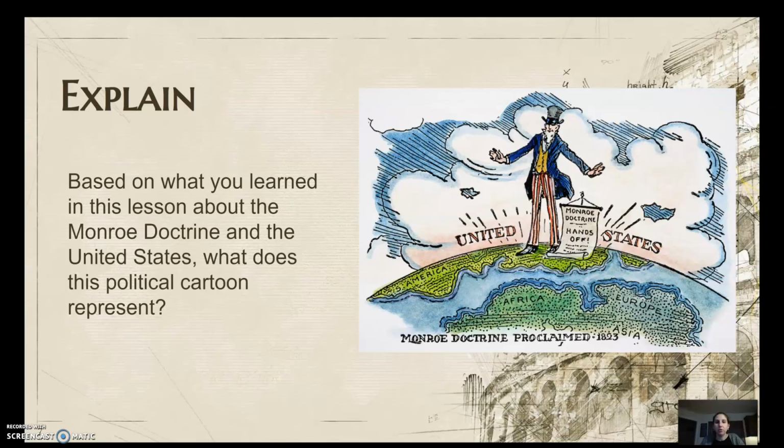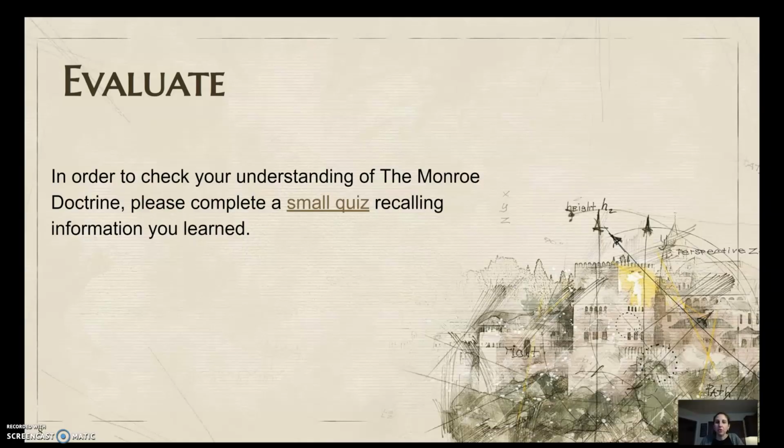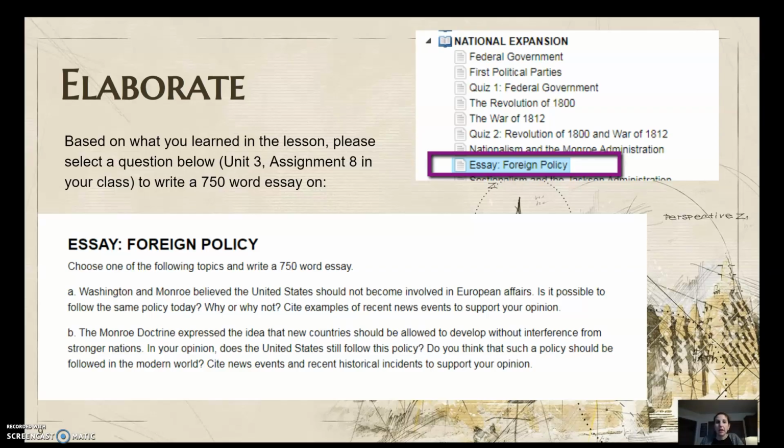Okay, so based on what you learned in this lesson about the Monroe Doctrine and the United States, what does this political cartoon represent? So again, notice the pants, the hat, where we are, the words, what you learned about the Monroe Doctrine. Just tell me a little bit about the political cartoon. Okay, so in order to check your understanding of the Monroe Doctrine, you're going to complete a small quiz. And the elaborate is based on what you learned in the lesson.